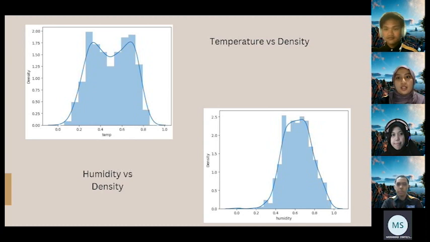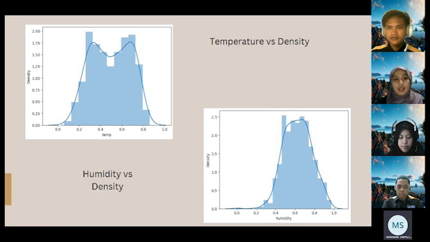So for the first line graph, which is temperature versus density, we know that the quantity of bike sharing is affected by the temperature because as we can see on the graph, when the temperature is increased until one limit, which is 0.3, the quantity also increased. But it slightly decreased at a temperature of 0.5, then it increased again, and lastly it decreased again when the temperature increased until the maximum degree scale, which is 41 degrees Celsius. So we can conclude that temperature also affected the number of bike sharing.